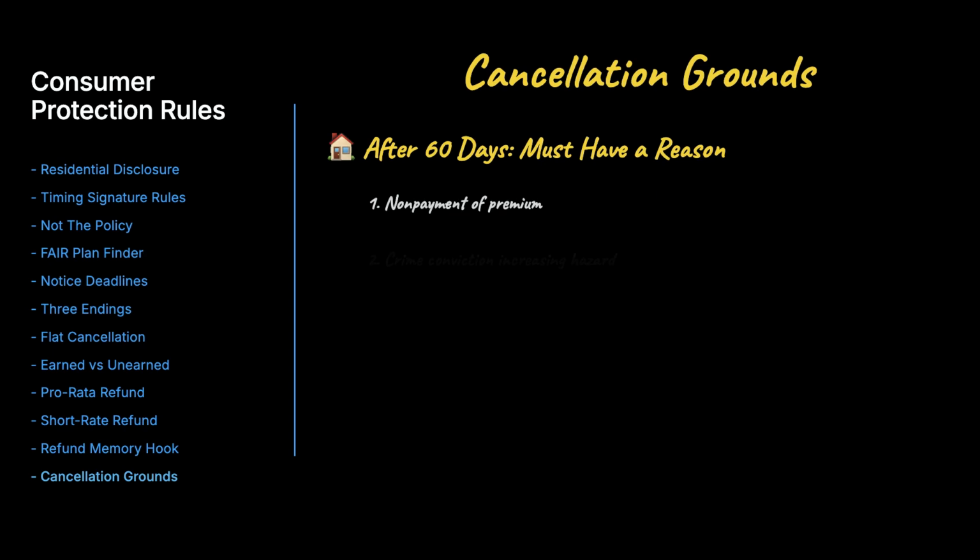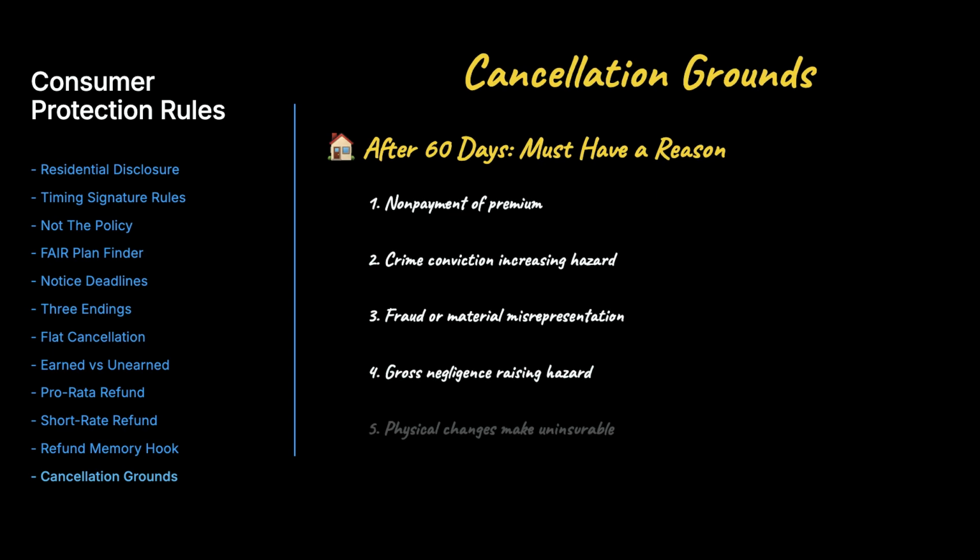One more California safeguard. After a residential property policy has been in force 60 days, or immediately if a renewal, the insurer can't cancel arbitrarily. It needs one of a few grounds: non-payment of premium, conviction for a crime increasing the hazard, fraud or material misrepresentation, gross negligence raising the hazard, or physical changes making the property uninsurable.